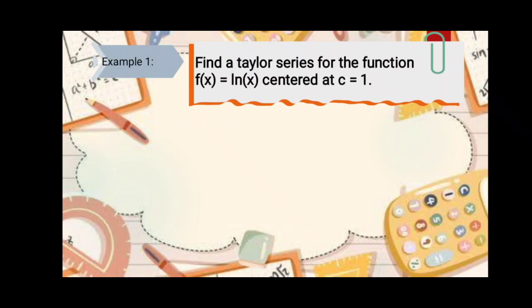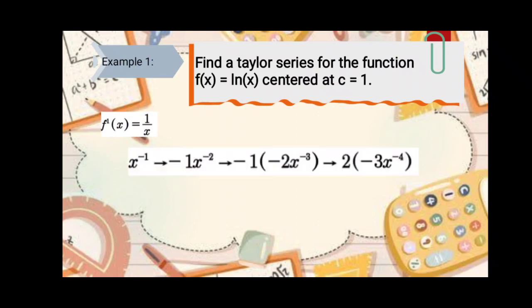Example number 1, find a Taylor series for the function f of x is equal to ln x centered at c is equal to 1. So f prime of x is equal to 1 over x, which is x raised to the negative 1 power. Then the derivative is negative 1 times x to the negative 2 power, then negative 2 times negative 1 x to the negative 3 power, then negative 3 times 2 x to the negative 4 power.